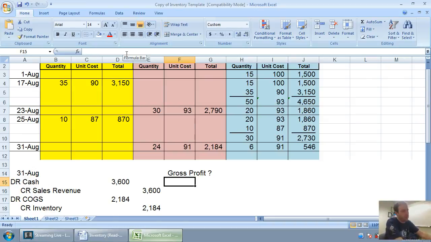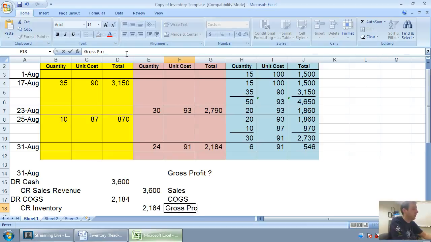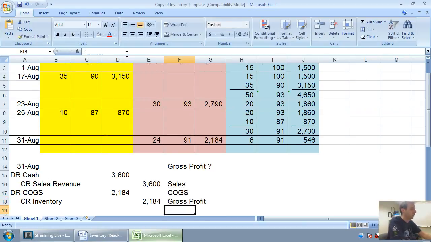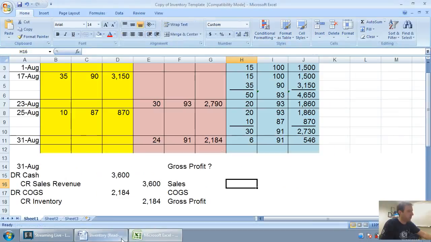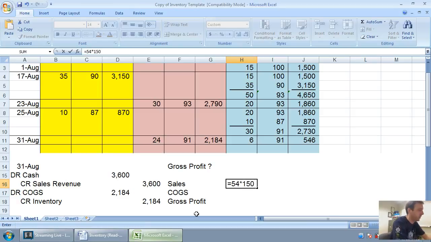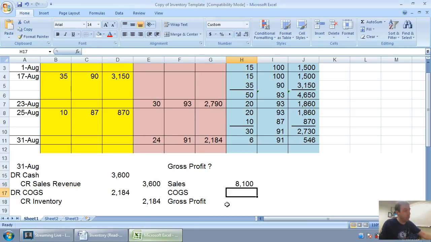Anyway, what's the gross profit or what's the gross margin? Well, the gross profit or gross margin is our sales minus our cost of goods sold equals gross profit. So our company's sales revenue is going to be its total of its sales. We sold 30 units at 150 and 24 units at 150. So add those up, 30 times 150 plus 24 times 150. Well, let's see, that's 54 units sold at $150. We sold $8,100 worth of inventory.